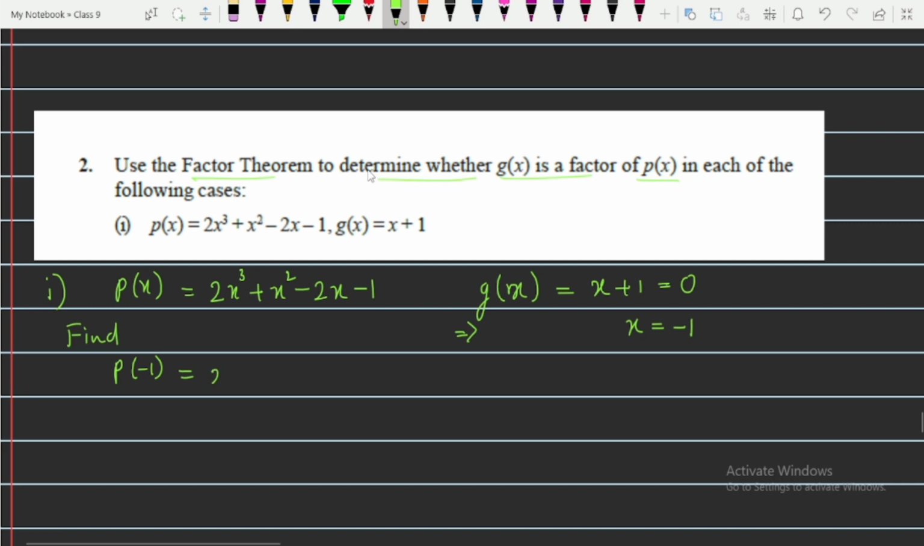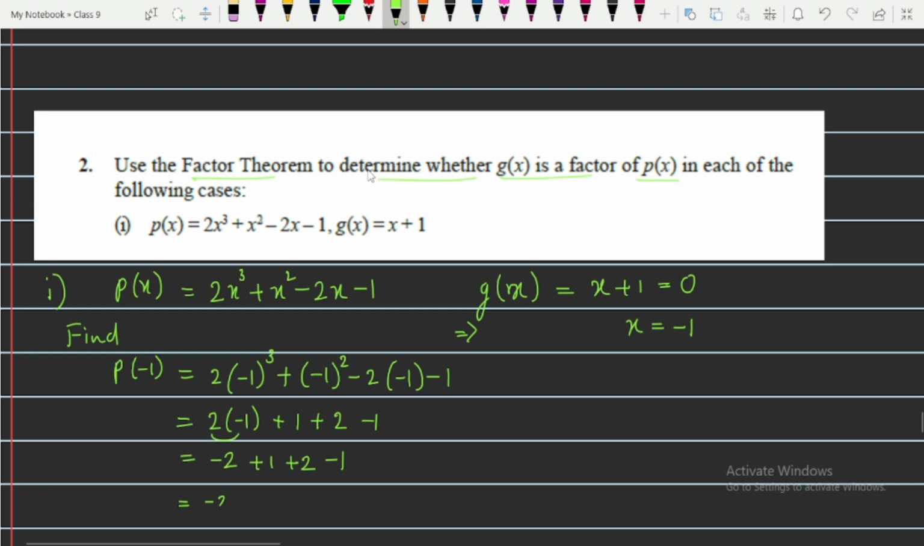So 2 into minus 1 cube plus minus 1 square minus 2 into minus 1 minus 1. Now you can simplify this one. Minus 1 cube is minus 1, plus minus 1 square is plus 1. Minus into minus is plus, 2 into 1 is 2, and the last minus 1 as it is. So 2 into minus 1 is minus 2, plus 1 plus 2 minus 1.